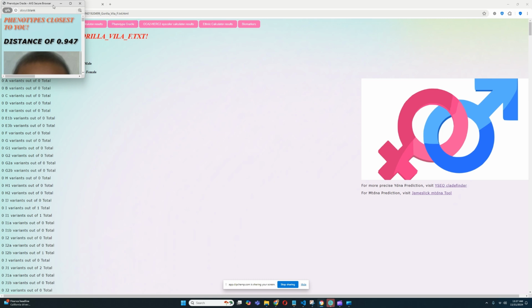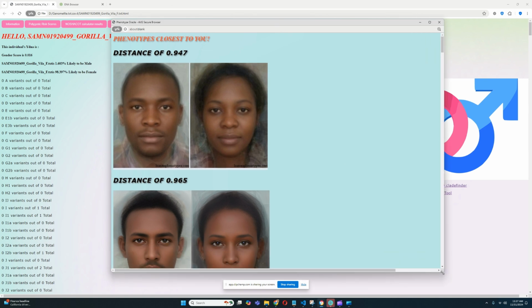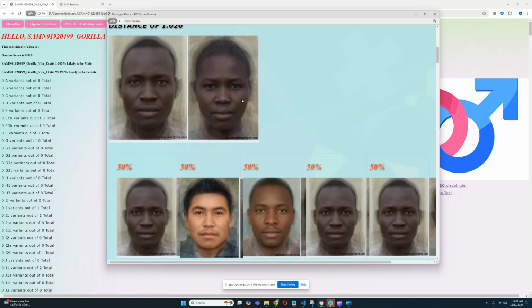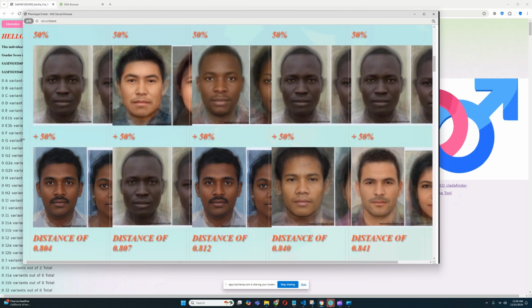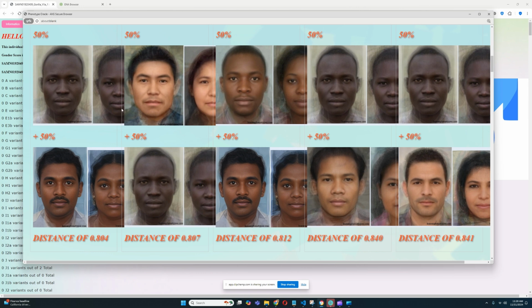Now let's look at the phenotype oracle. The closest predicted human phenotypes to her are this, followed by this, followed by this. And let's look at the mixtures of human phenotypes that are getting predicted for her. It looks like a mixture of something that's black or East African or maybe Central African plus something that's Eurasian, like Indian in this case, or once again South Asian Indian, or some kind of Polynesian here, or North African here.